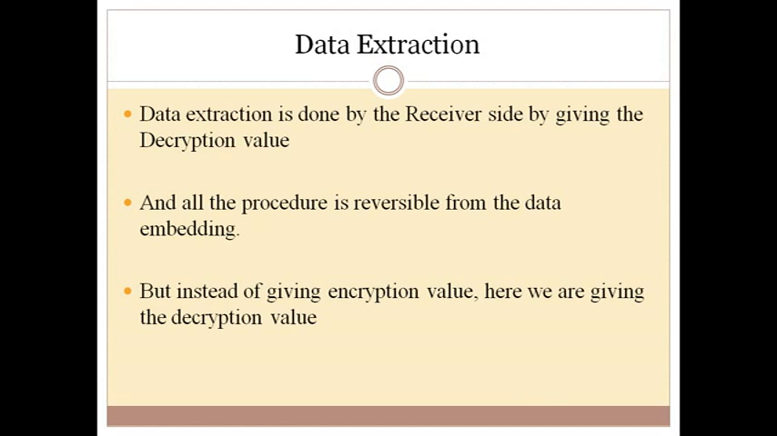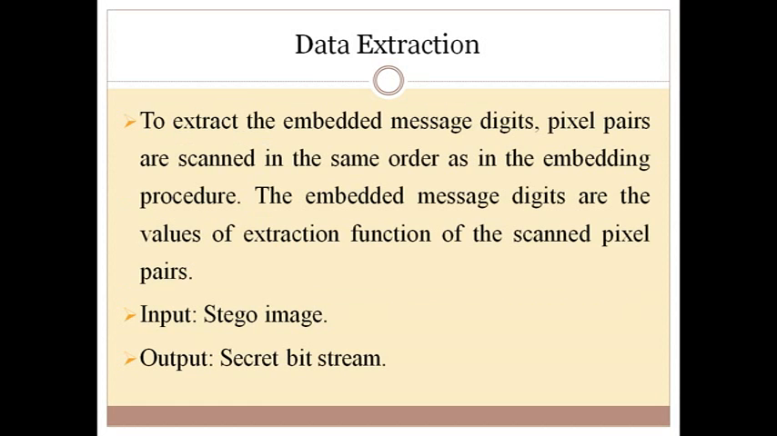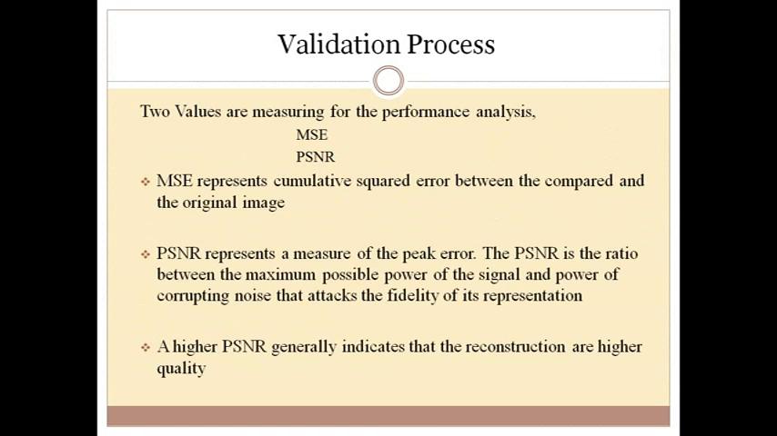On the receiver side, the data is extracted by giving the decryption value. After the extraction, we will get the secret message of the transmitter side. After the extraction, the performance analysis happens. Here we analyze the MSE and PSNR values. MSE is the mean square error, and PSNR is the peak signal to noise ratio.